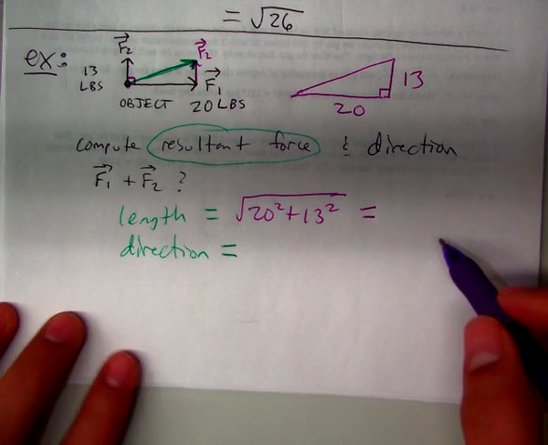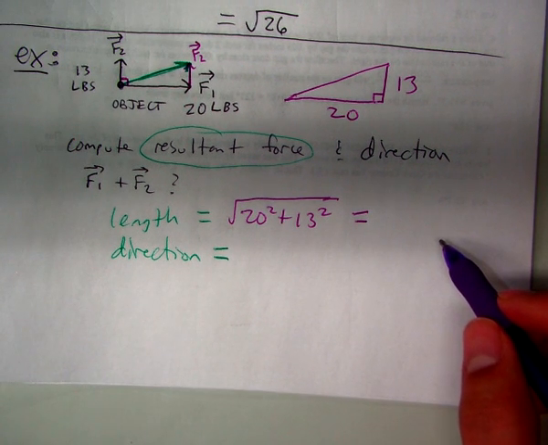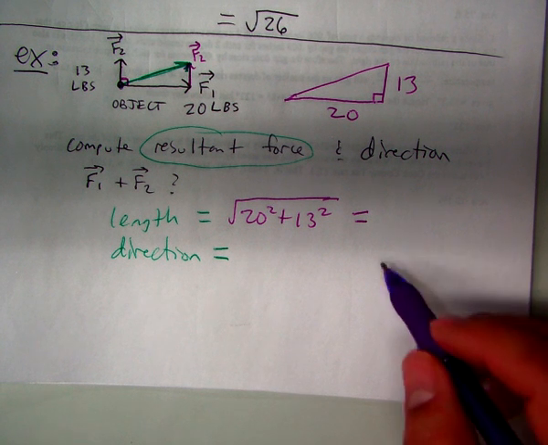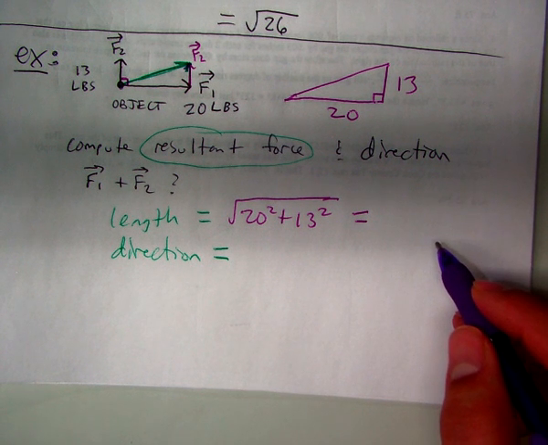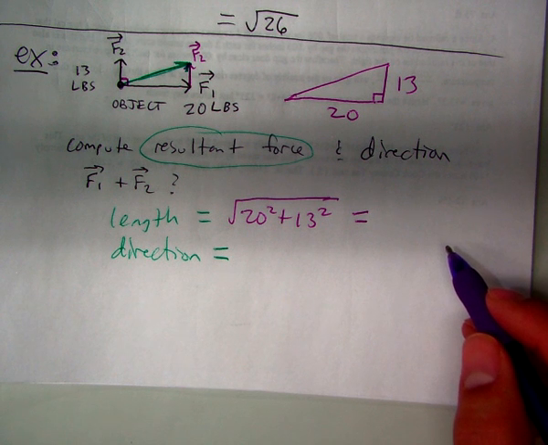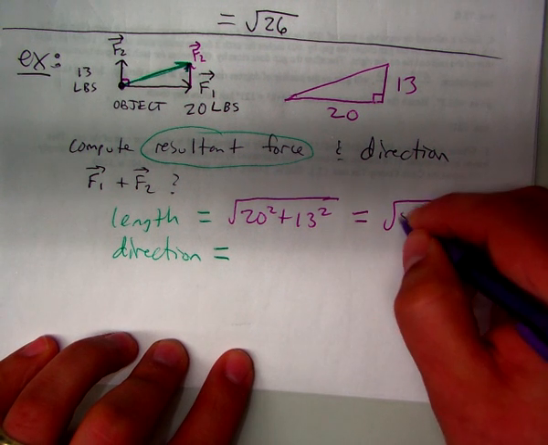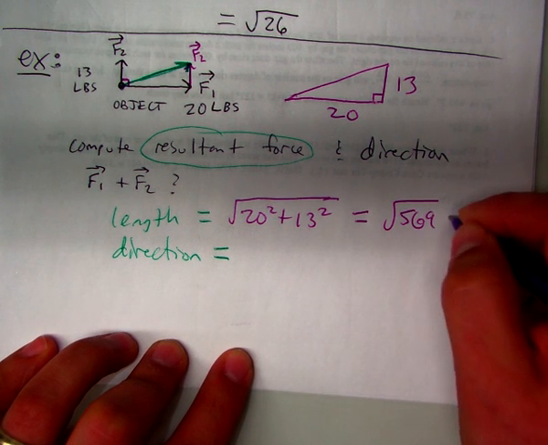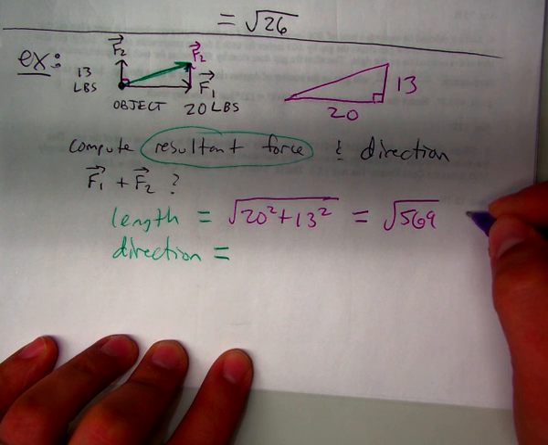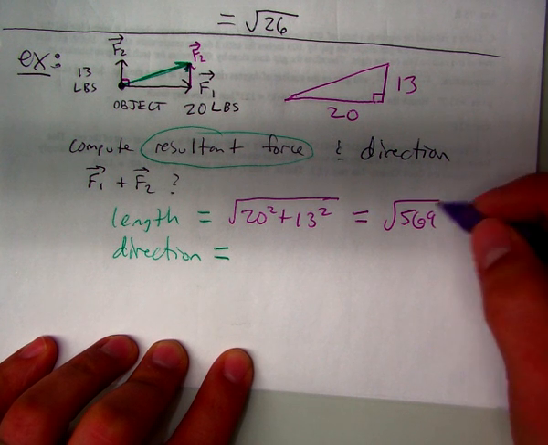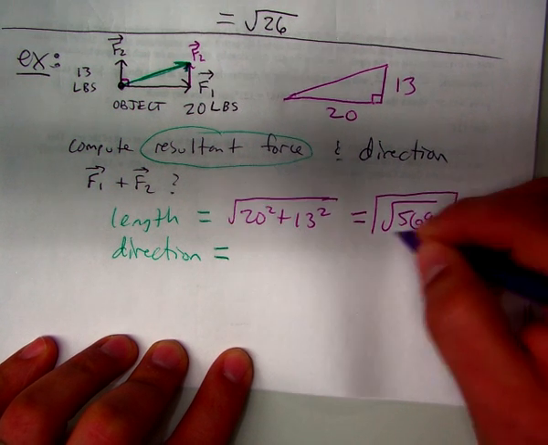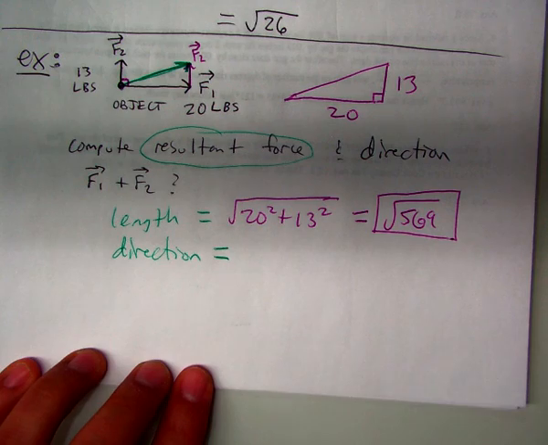Anybody have what that is, by the way, approximately? We're going to end with this example. So we've got to find an approximation for this, then we've got to find a direction. Square root of 569, which is, you know what, let's pretend that doesn't reduce since we're almost out of time. There it is. Now the direction.